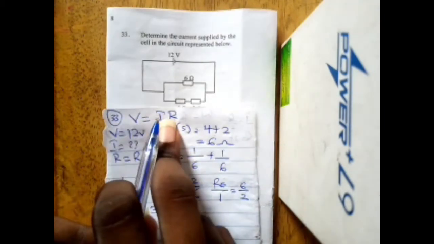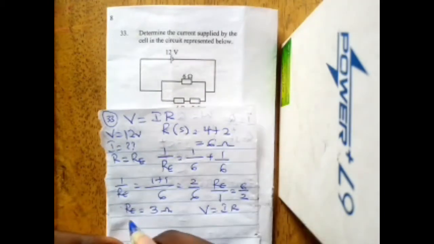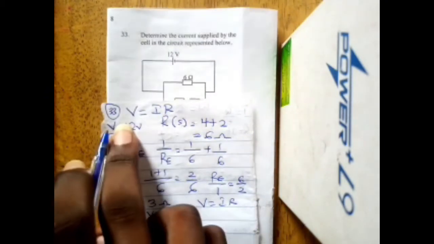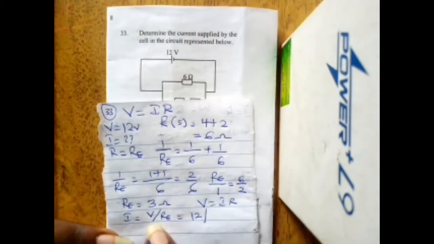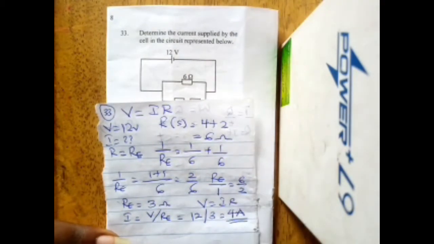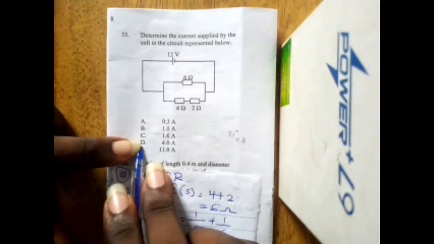Okay, now I can use this relationship, V is equals to IR. So to find current, current is the voltage over the effective resistance in the circuit. Our voltage is given as 12 volts. The effective resistance is 3. That gives me 4 amperes. So the current in this circuit, the current supplied by the cell, is 4 amperes, which is option D.